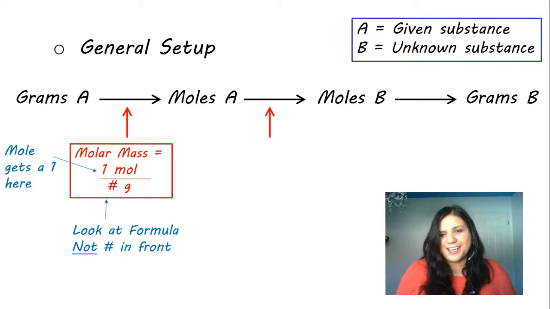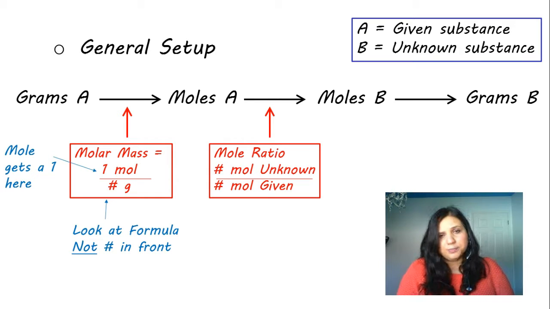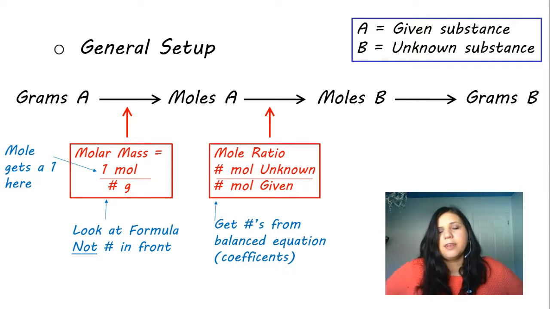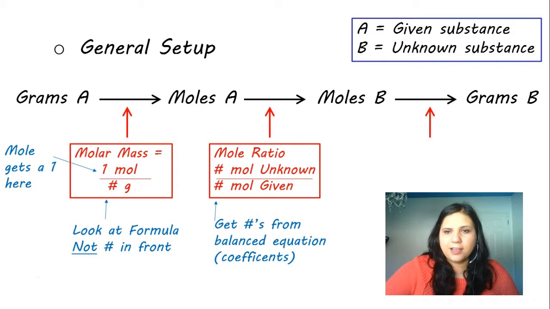Okay. Next step is the mole ratio. This is something new. We're going from number of moles of unknown, or excuse me, from given to unknown. And so to set this up, you put the unknown on the top and the given on the bottom, so you can cancel out the given. The numbers that are in front are coming from the balanced chemical equation. So you absolutely have to have that reaction to solve this, and it has to be balanced.